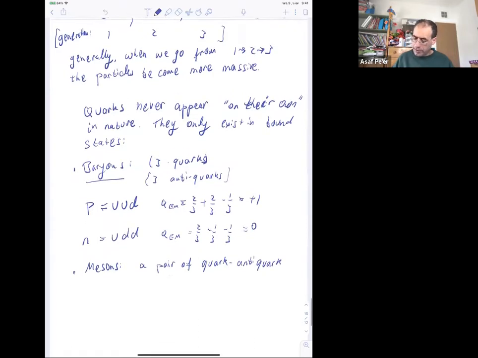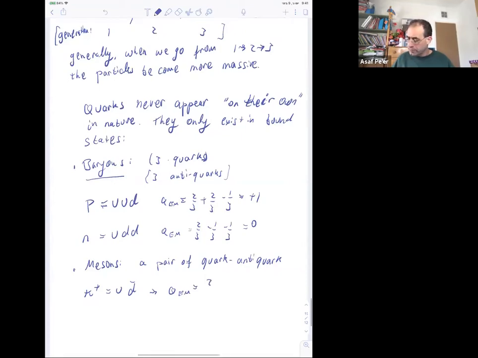So for example, the pion is made of up and anti-down. So the charge of the pion is 2/3 plus down, which is minus 1/3, but anti-down is plus 1/3. So we can say of a minus 1/3. So it's a plus 1 overall. And as I stated, this can be understood with the use of a color charge.